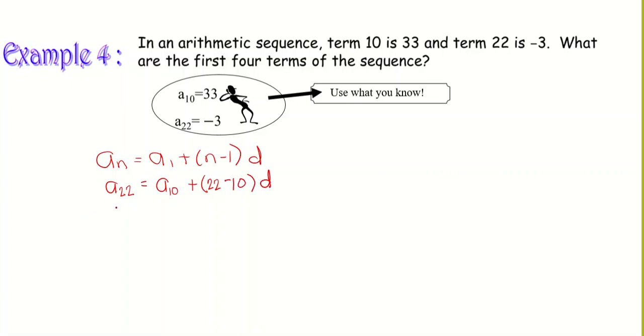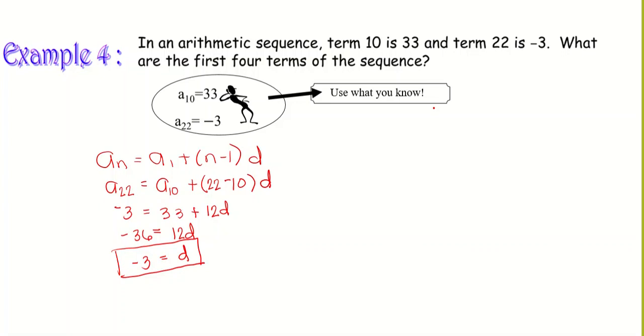So a sub 22 by substitution, that's negative 3, is equal to 33 plus 22 minus 10, which is 12, times d. So by addition property, negative 3 minus 33 is negative 36. So you have negative 36 equal to 12d, and divide both sides by 12. Your d is negative 3. This is the same as the d that we solved earlier.